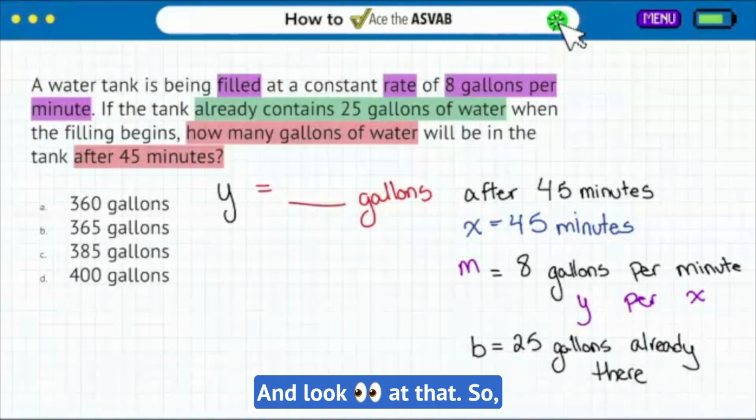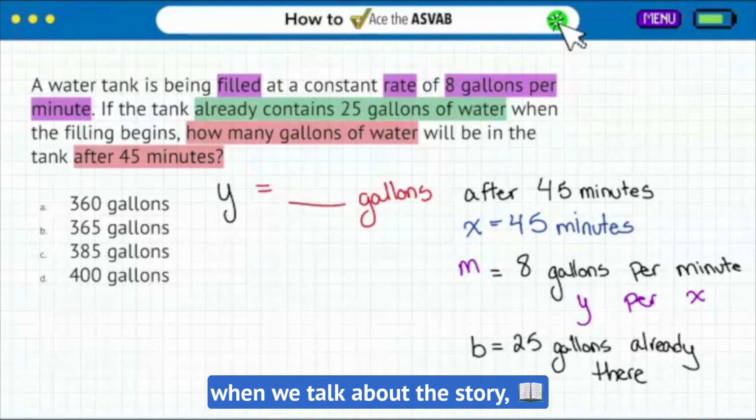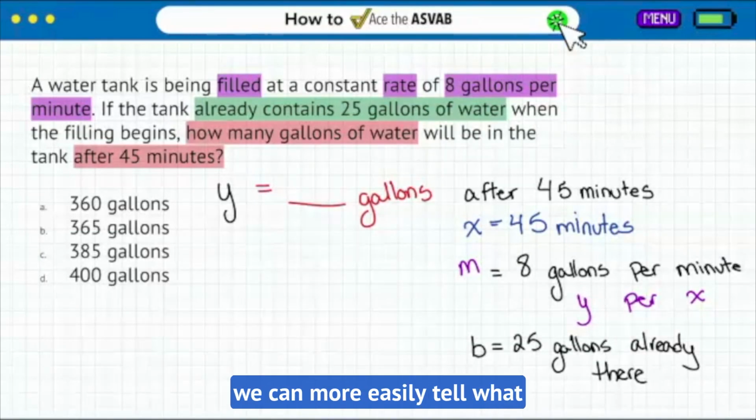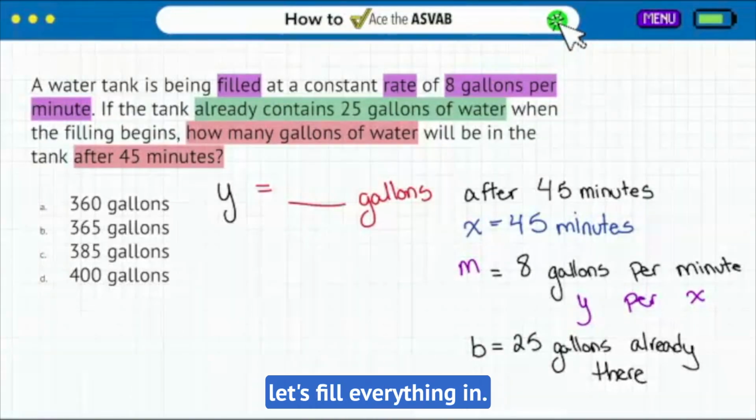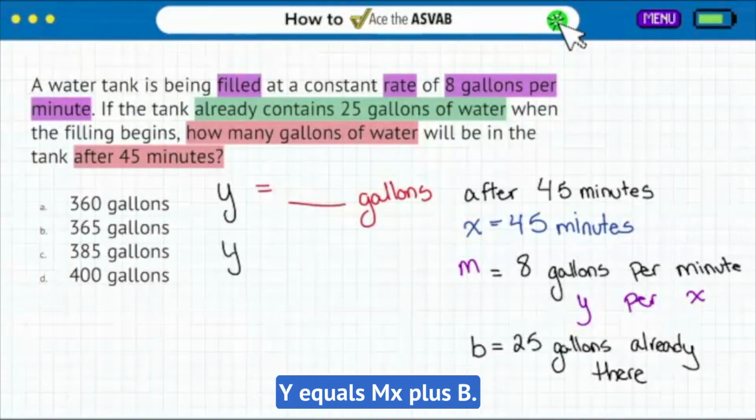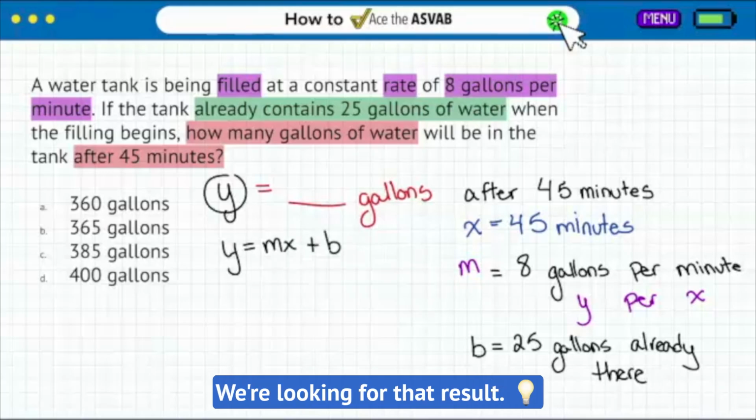And look at that. So when we talk about the story, we can more easily tell what these letters are going to be. So now that we're here, let's fill everything in. Y equals mx plus b. We're looking for the Y. We're looking for that result.